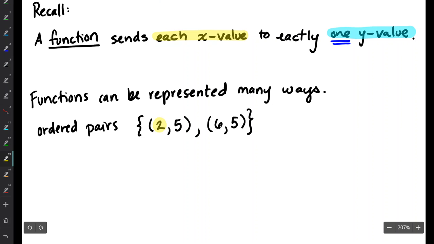The domain is just 2 and 6. 2 is just sent to 5. 2 is not sent anywhere else. 6 also happens to be sent to 5, but 6 is only sent to one place, so this thing is a function. You can also use a mapping diagram to show this data.